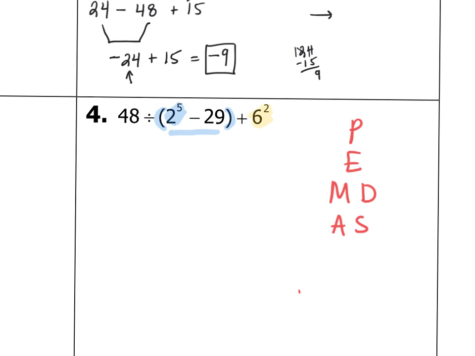So I'm going to take this one step at a time. Let's start by finding 2 to the 5th power. 2 multiplied to itself 5 times is 32.